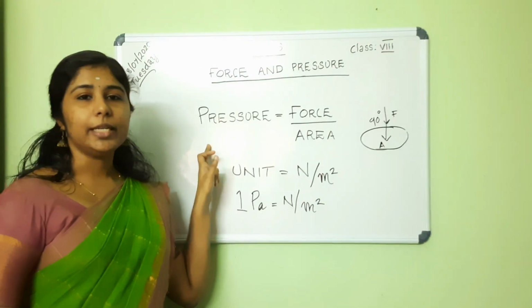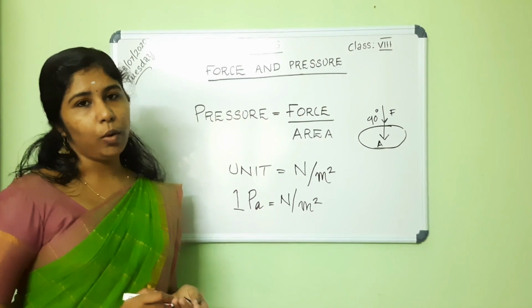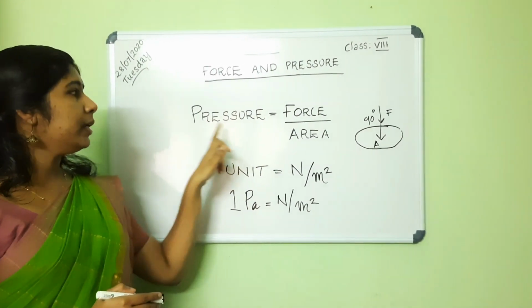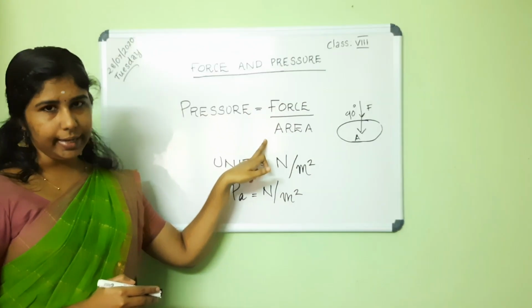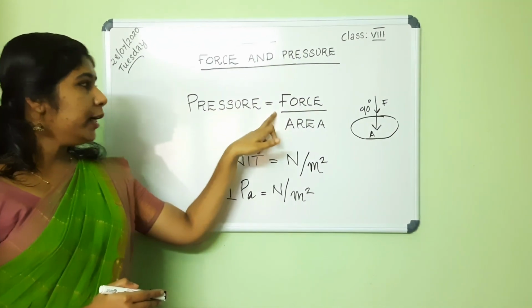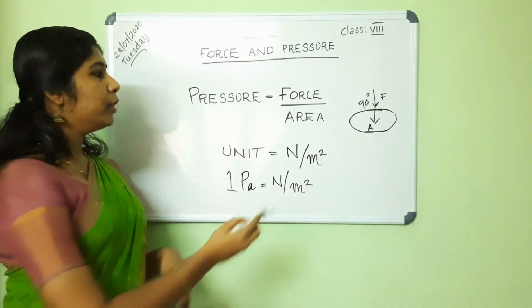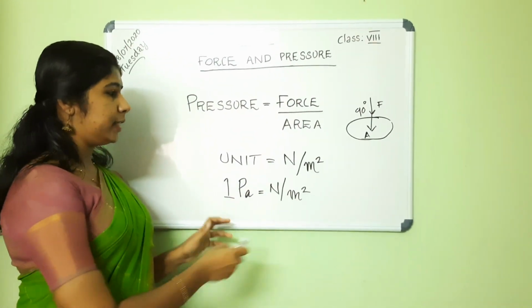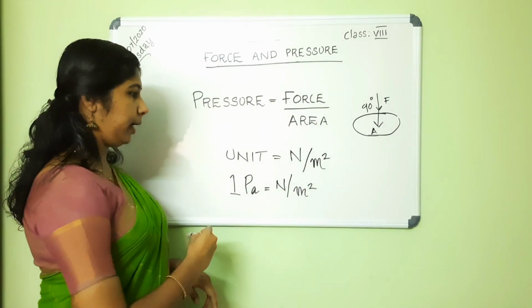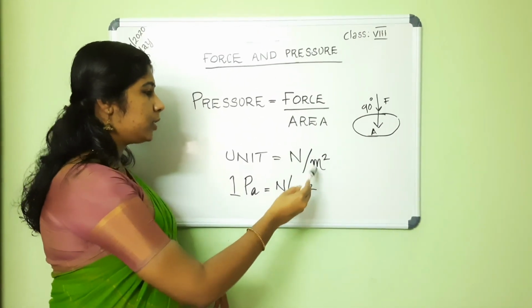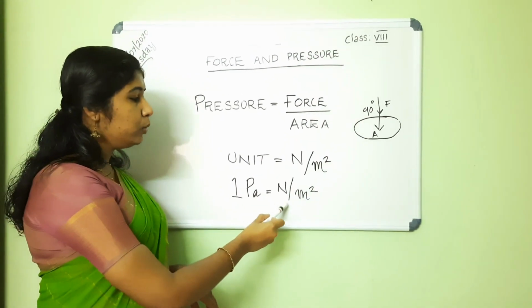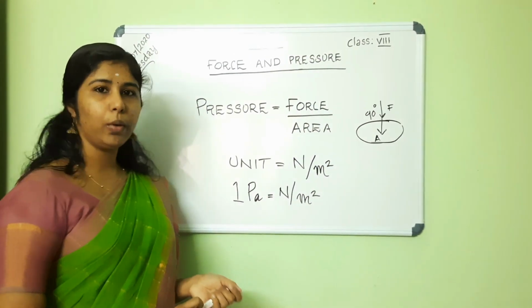We know that pressure is the force acting on a surface in unit area, and pressure is equal to force by area. Here the unit of force is Newton and the unit of area is meter square. So the unit of pressure is Newton per meter square. And the Newton per meter square is also termed as Pascal. 1 Pascal is equal to 1 Newton per meter square.